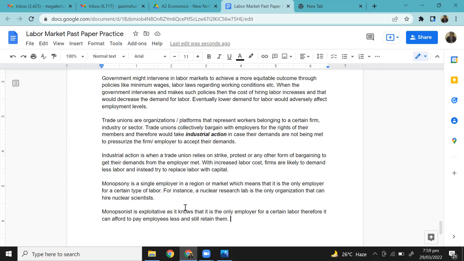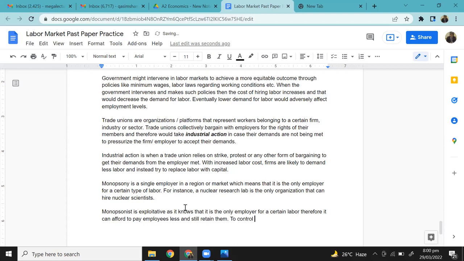So let's say if Mega Lecture is one place where I'm working, and if Mega Lecture is not paying me as much as other schools or platforms are paying me, then I can just switch and go to work for another platform and so on, right? But in case of nuclear scientists where there's a monopsony, that's not that easy. Are you getting me?